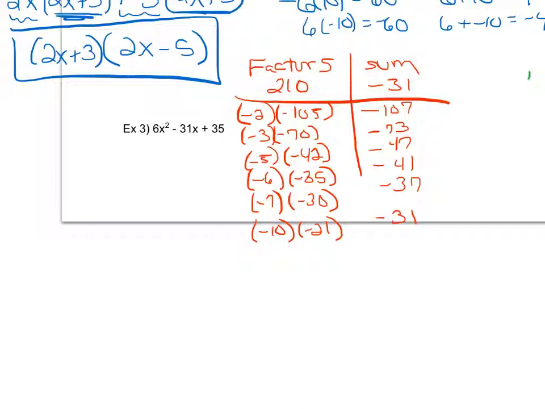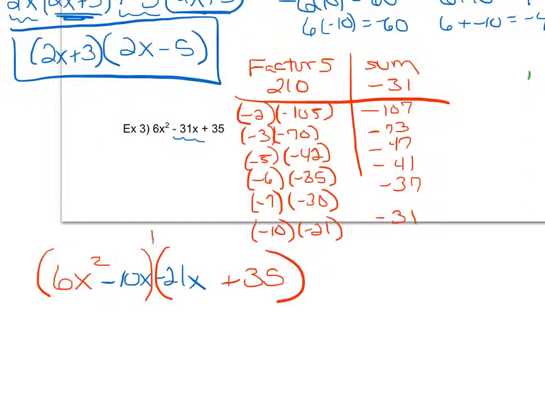Again, remember that because it's 6x squared as opposed to just x squared, I leave the first term, I leave the last term. I use this table to break up my middle term, giving me minus 10x minus 21x. So I'm breaking up that negative 31x. I'm now going to group my first two and then group my last two. I'm going to put a plus sign in between.